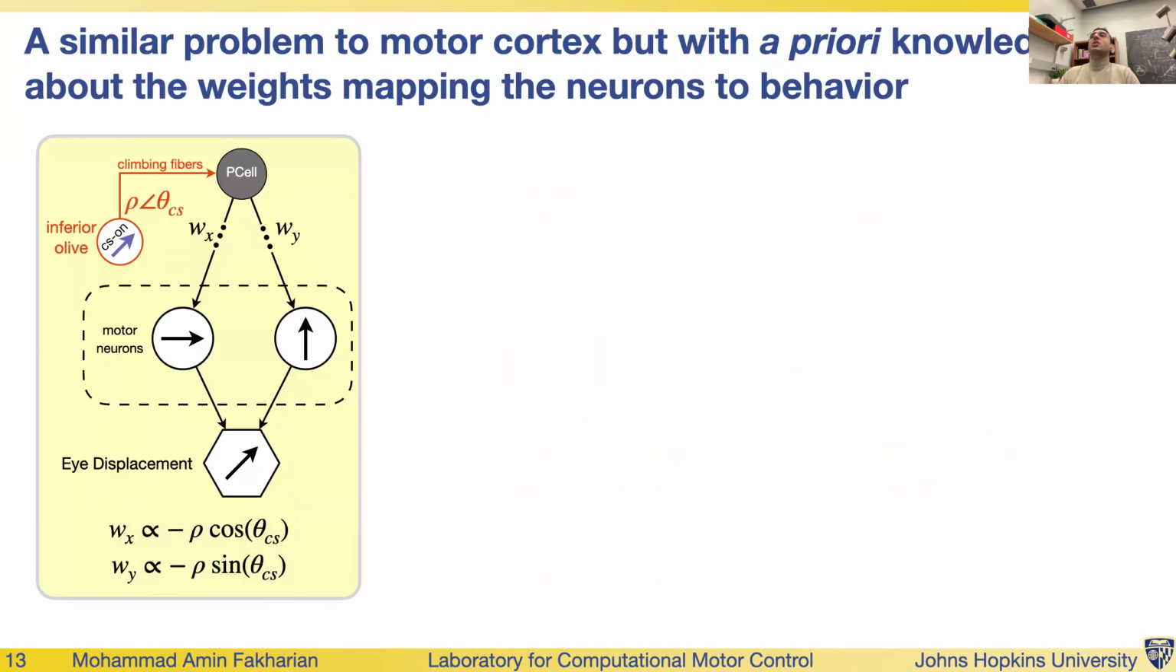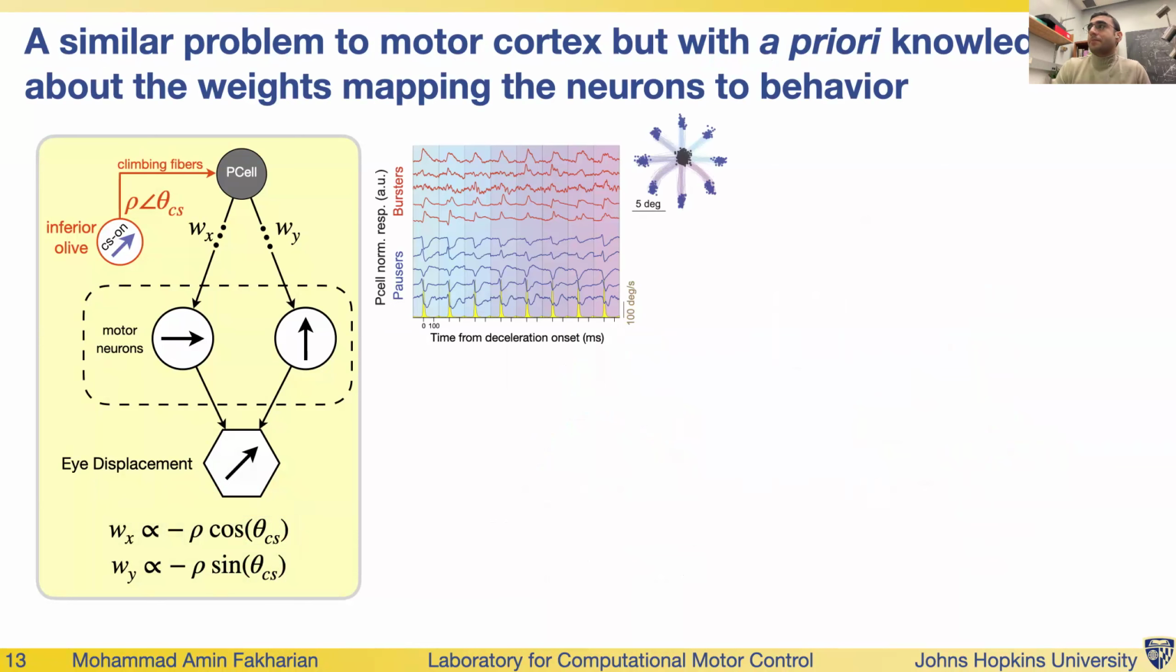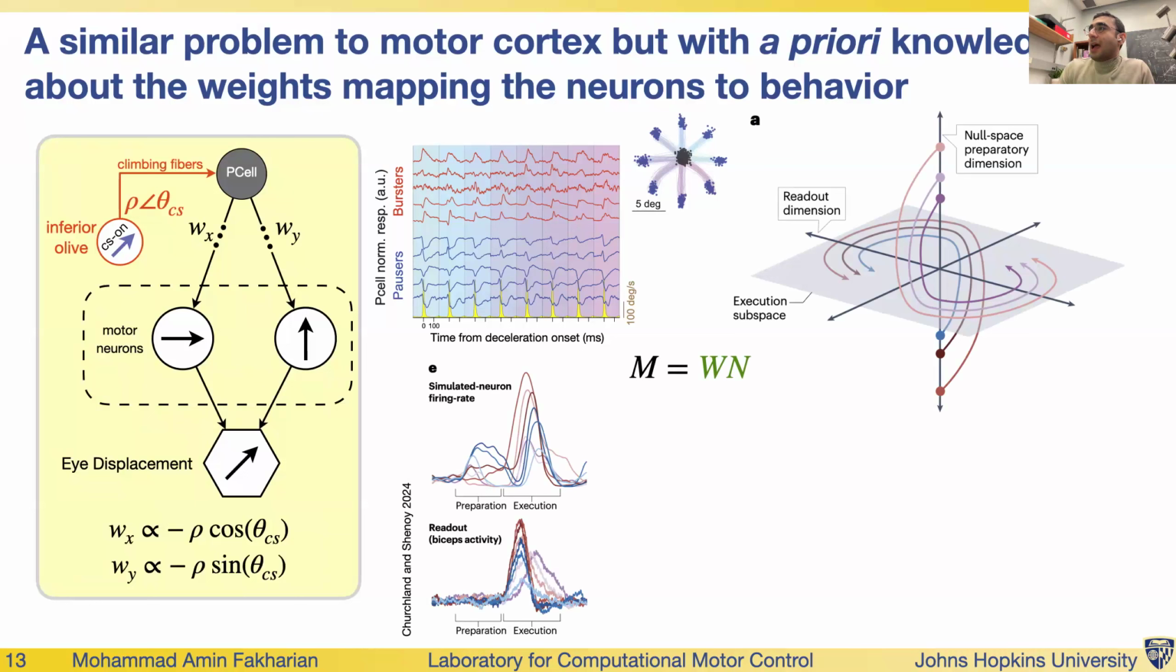So as we discussed, this is a similar problem to motor cortex, but we have a priori knowledge about the weights mapping the neurons to behavior. So we're back to the question that these neurons' response rates are bursting, pausing, they're lasting way longer than the movement duration, although their downstream effect supposedly is pulling the eye only toward a specific direction. So how can that be? And let's say that a null space holds in the cerebellar cortex. Let's assume that. And we have the benefit of having both W and N.